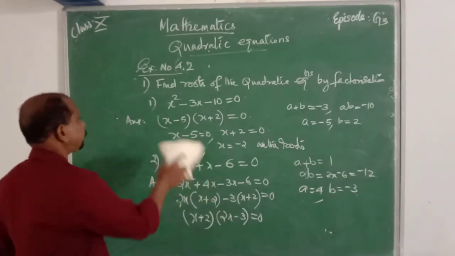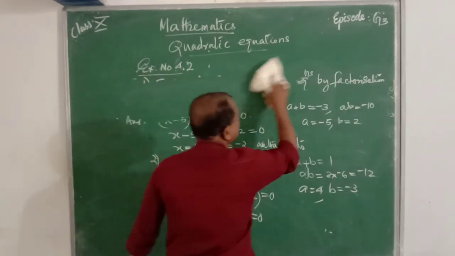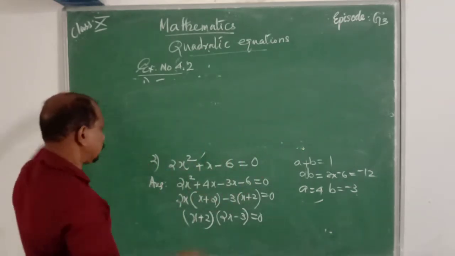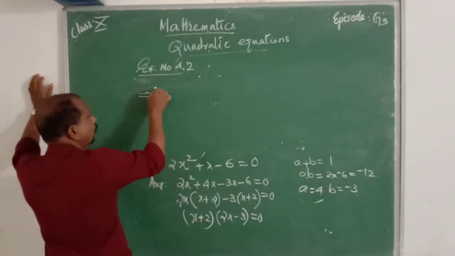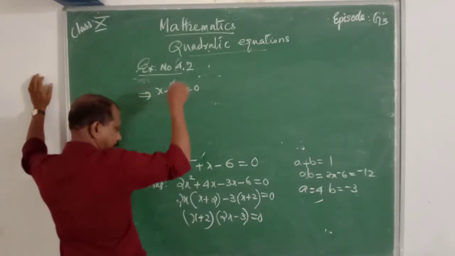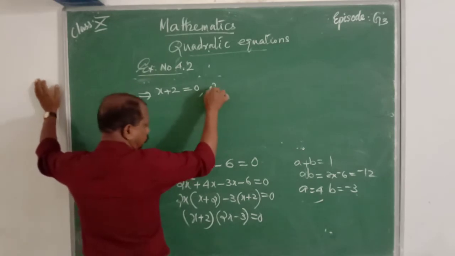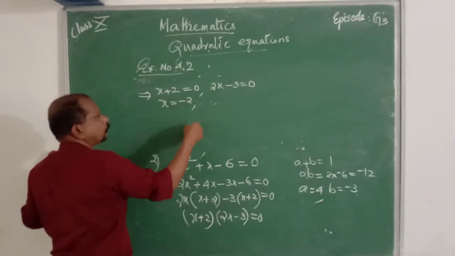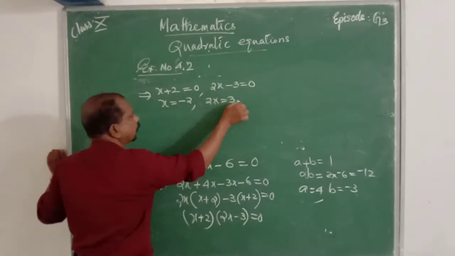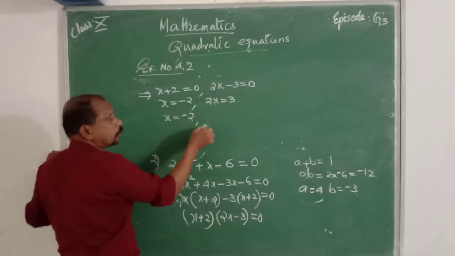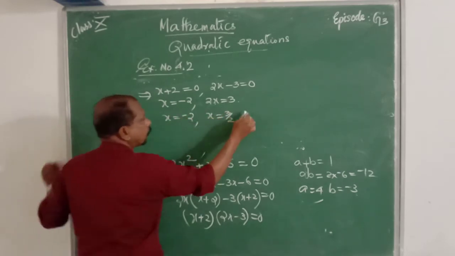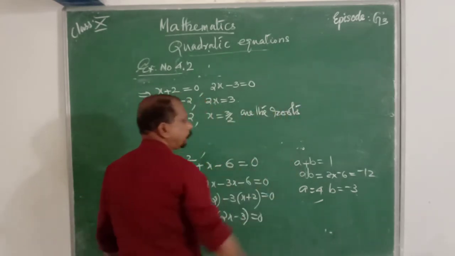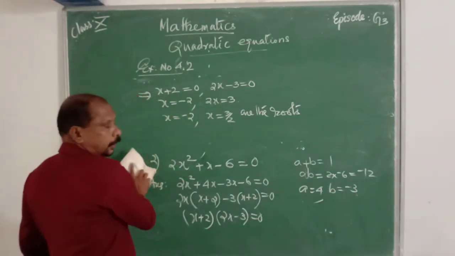Then x plus 2 is equal to 0, and 2x minus 3 is equal to 0. Therefore, x is equal to minus 2, and 2x is equal to 3. That is, x is equal to minus 2 and x is equal to 3 by 2 are the roots of that quadratic equation.